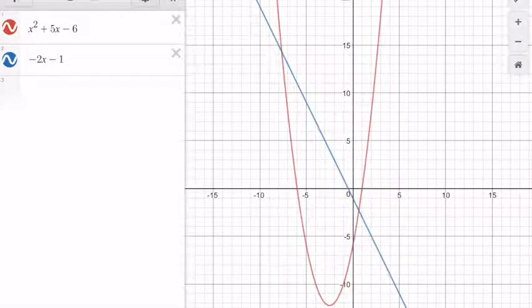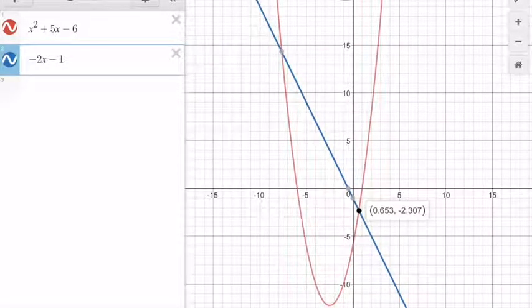All right, so we've switched over to our Desmos app here, which you all have. I've already typed in our x squared plus 5x minus 6 and our -2x minus 1. Really nice thing about Desmos. So now to find my intersection points, all I have to do is click on those points. We can see that we have 0.653, -2.307 as one intersection point. And if I click on the other one, we have -7.653 and 14.307. So those then are our solutions for our graph.